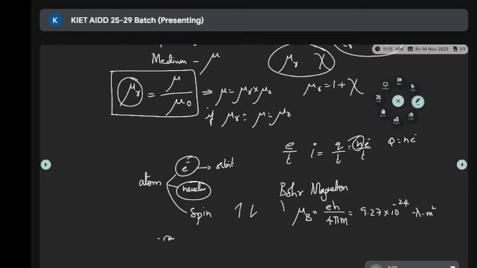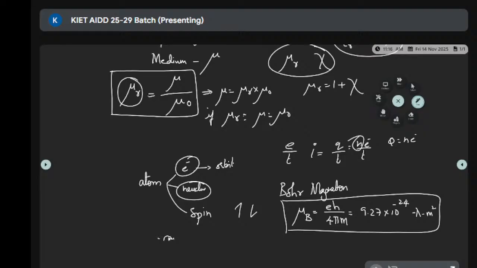Please remember the formula. For what purpose is it used? It is used for measuring the magnetic moment of atomic systems. Atomic systems means atomic level. Magnetic moment we are going to measure in terms of Bohr magneton, given by the formula mu B, which is equal to eh by 4 pi m.